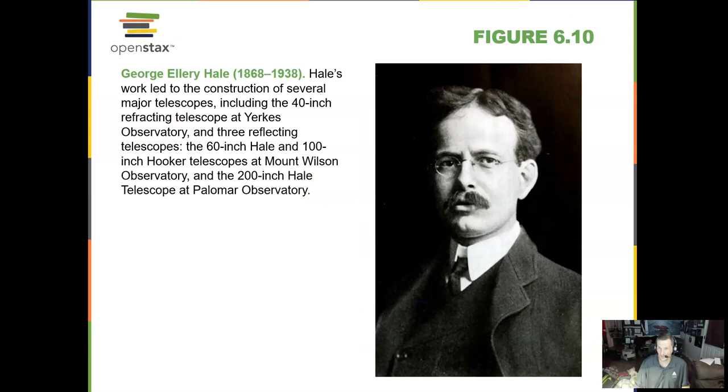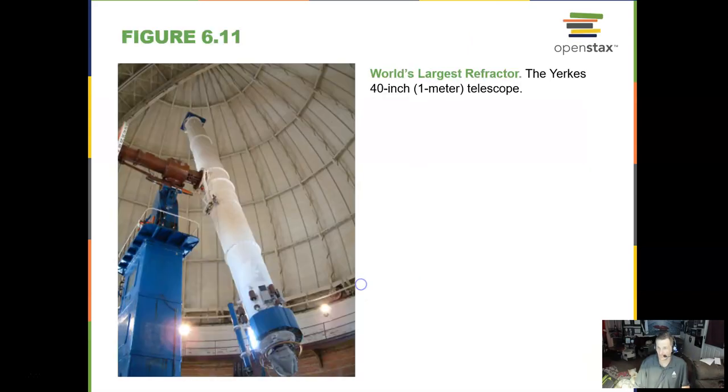George Hale led the work of construction of several major telescopes. The largest refracting telescope in the world is a 40-inch. This is in Chicago.